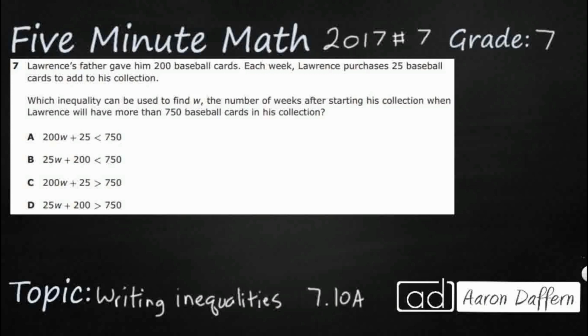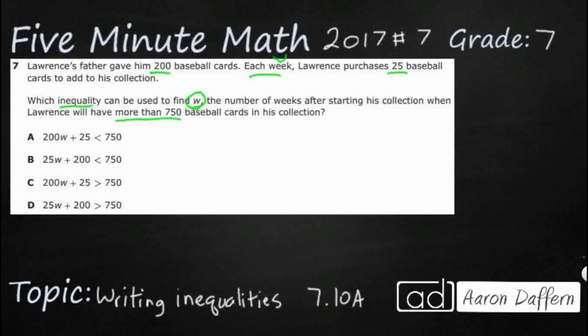So we've got Lawrence's father. He's going to give him 200 baseball cards, and then each week he's going to buy 25 cards to add to his collection. And so as you can tell here, we've got inequalities, greater than or less than, and we're looking for W, the number of weeks after starting his collection when Lawrence will have more than 750. So we're actually looking for quite a bit.